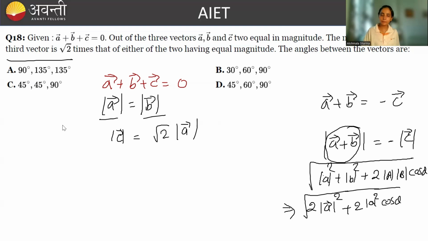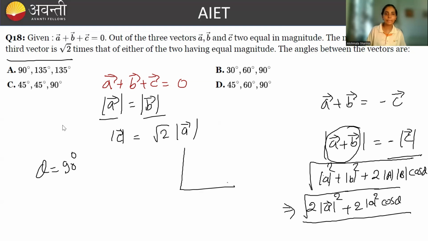If you look at this expression carefully, this is equal to mod c, right? And mod c is root 2 mod a. So mod c will be equal to root 2 mod a only if the cos theta term is 0. And this is only possible if theta is equal to 90 degrees. Done? So the angle between a and b we have already calculated.